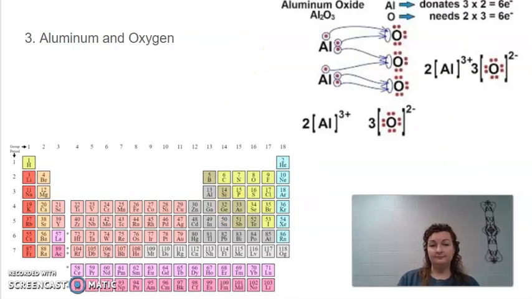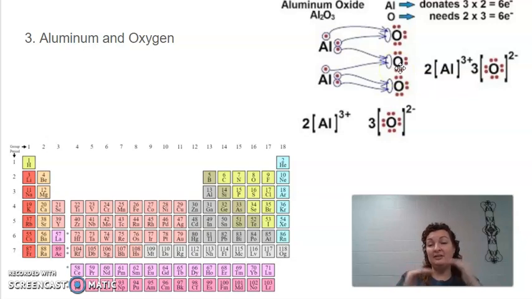Let's try another one. This is aluminum bonding with oxygen. So here I'm going to do the same thing. Aluminum is right here, group 13, so 3 valence. Oxygen right here, group 16, so 6. Well, if I do that, 6 and 3 give me 9, right? So it's not going to form a good bond. Let's go ahead and add another one. If we add another one, you're going to notice that it still doesn't form a great bond.